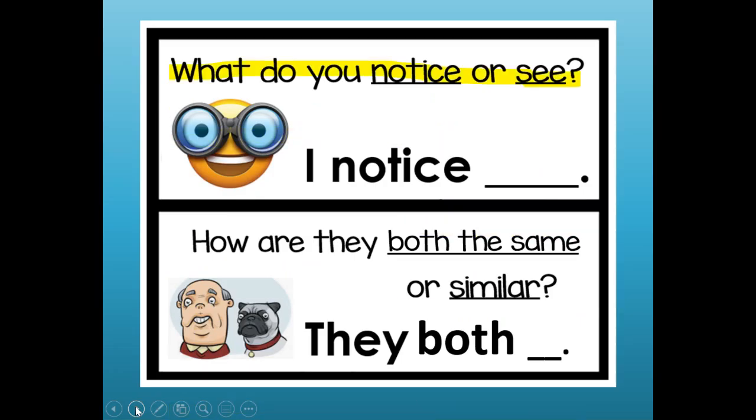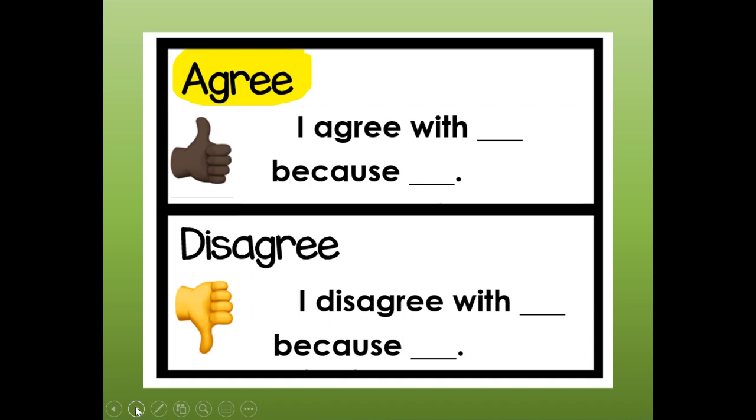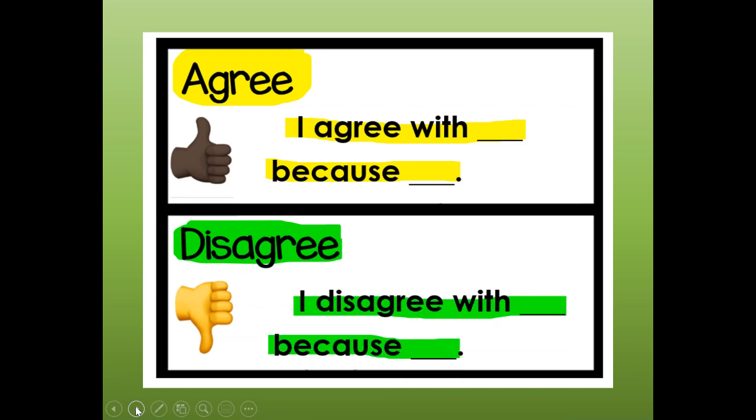I'm going to ask the same questions for each pair of pictures. What do you notice or see? And you're going to say, I notice or I see. Then I'm going to ask, how are they both the same or similar? And you're going to say, they both. And you may agree with me and say, I agree with you, Mrs. Pearson, because, and tell me why. Or I disagree. I disagree with you because, and tell me why.